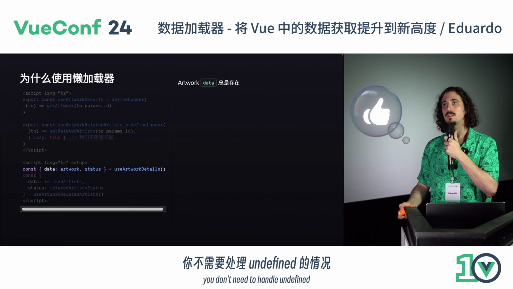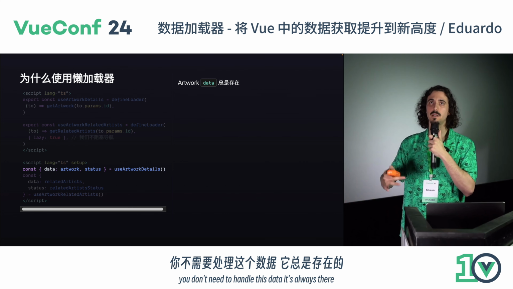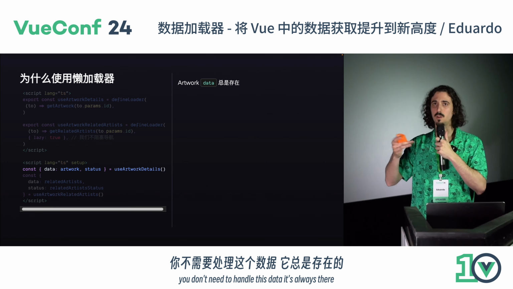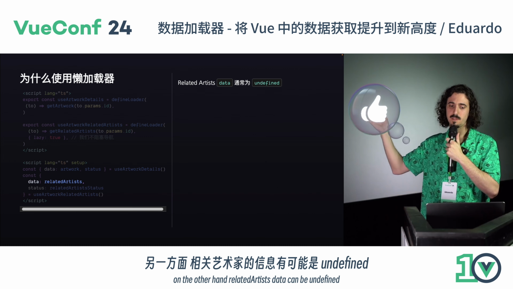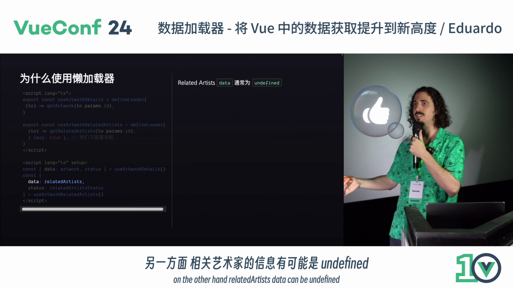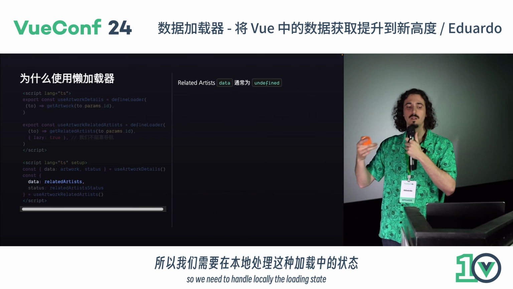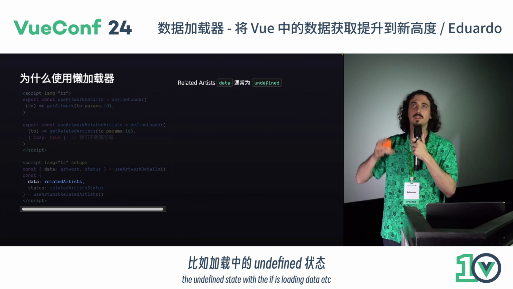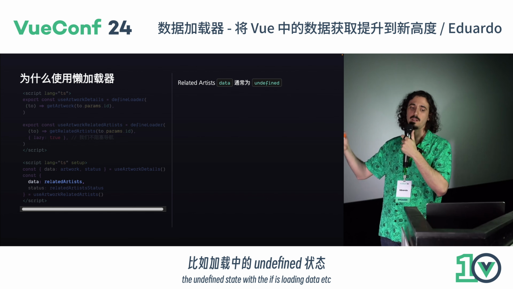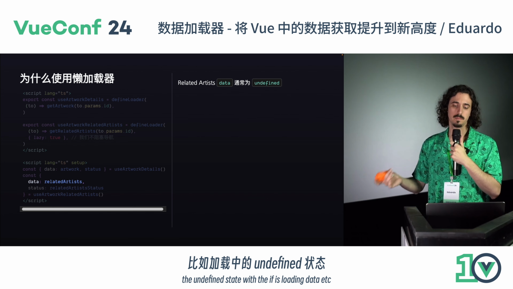You don't need to handle undefined. You don't need to handle the loading data. It's always there. On the other hand, related artist data can be undefined. So we need to handle locally the loading state, the undefined state, with the if is loading, the data, etc.